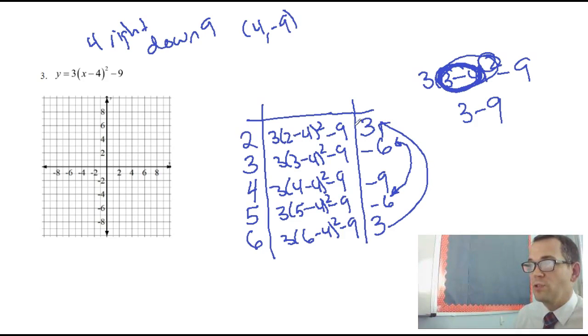And I'm going to plot the point 2, 3. 2 over, 3 up. The point 3, negative 6. 3 over, 6 down. 4, negative 9. 5, negative 6. 6, 3. Connect them with that beautiful U-shaped parabola. Call it a day. Just start by using the shifts to find the middle.